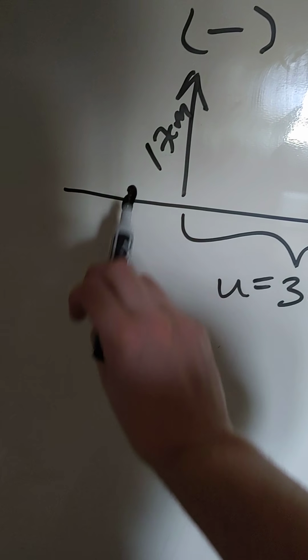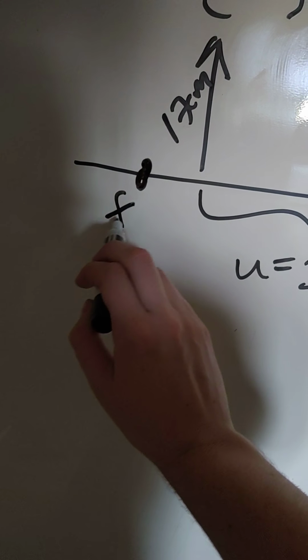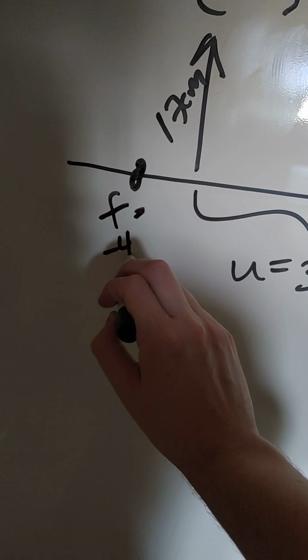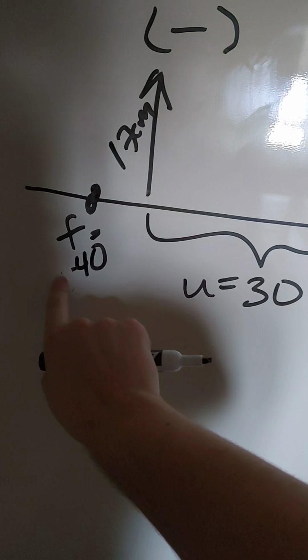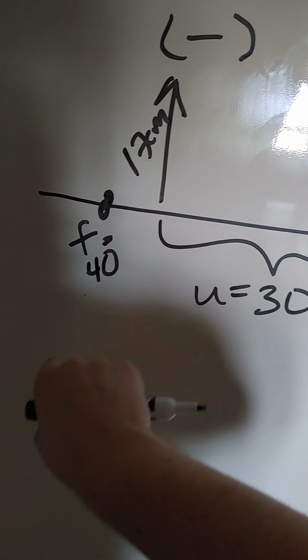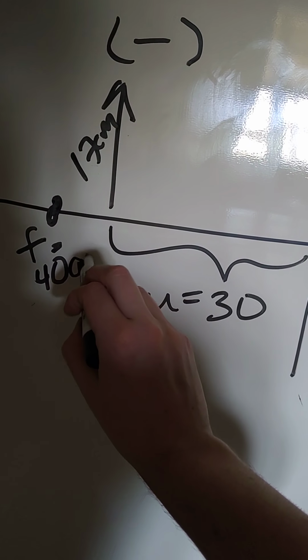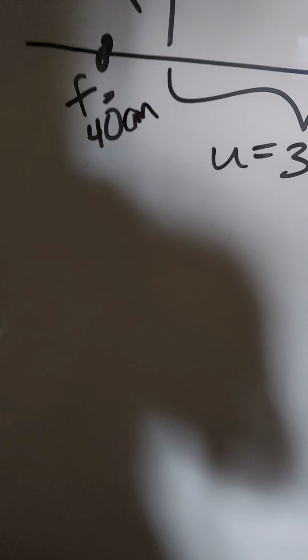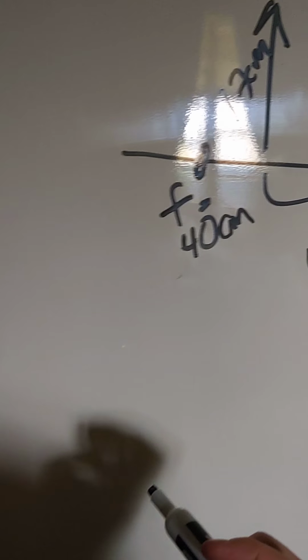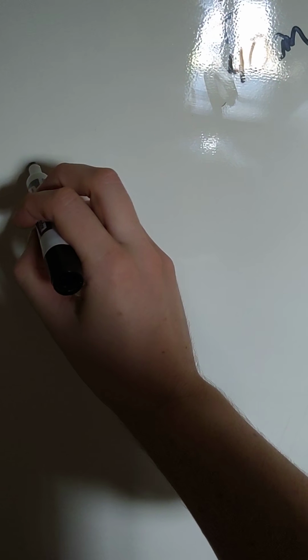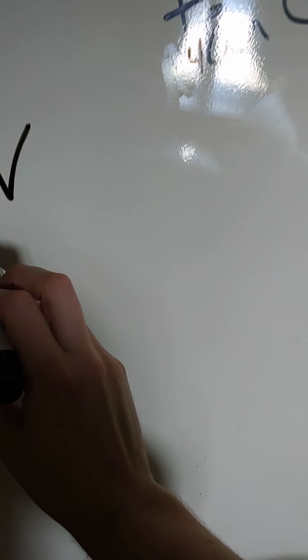So this is going to be the F, and it's going to equal negative 40. Why? Because it's over here on the left side. I'll just put it at 40 centimeters. Just remember in your calculations that because it's on the left, it is the negative. Alright, so again, what we're normally going to look for is V, magnification, and the image size.